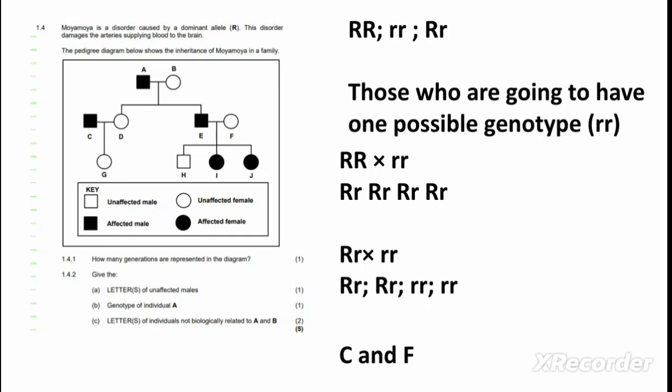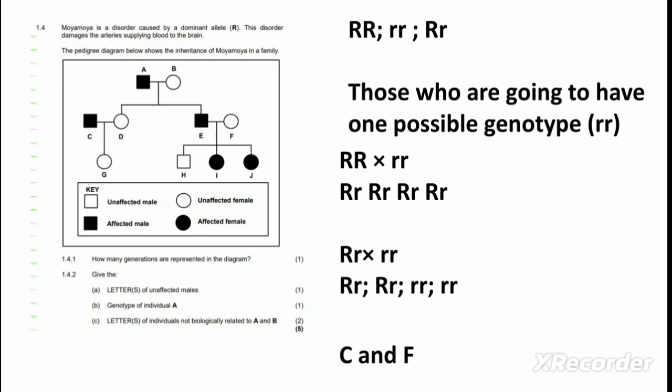So since moya moya is caused by a dominant allele R, it means if you're affected, you have this capital letter as a genotype or an allele. So those who are affected, they're shaded black and they have the big R in their genotype. So it means it's not them who has the small 2 R's. So it means the ones shaded white are the ones who have this genotype of homozygous recessive. So we found that we're going to write next to them, all of them, B, F, D, and G, and H. We're going to write this genotype.